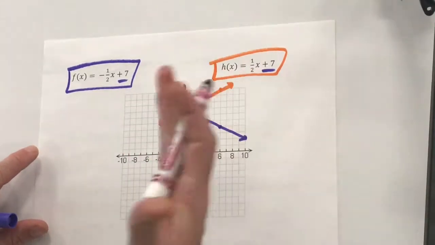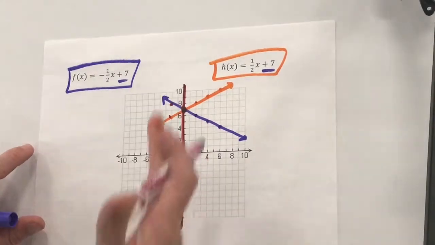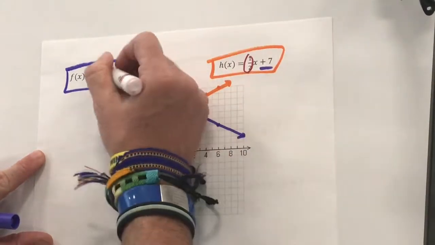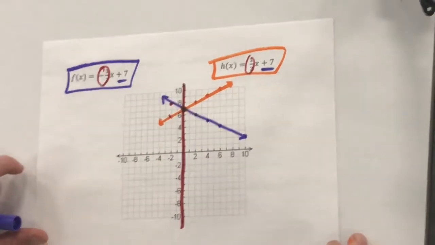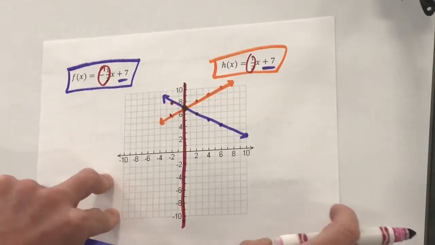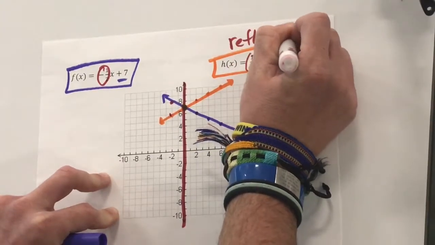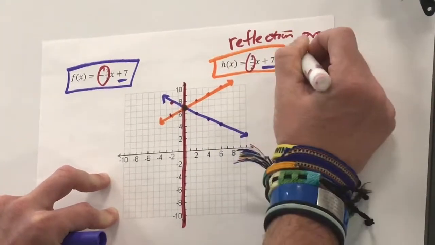If we folded this in half, essentially this would create a line of symmetry. So that is when the slopes are the same value except one's positive and one's negative. That would be a reflection over the y-axis.